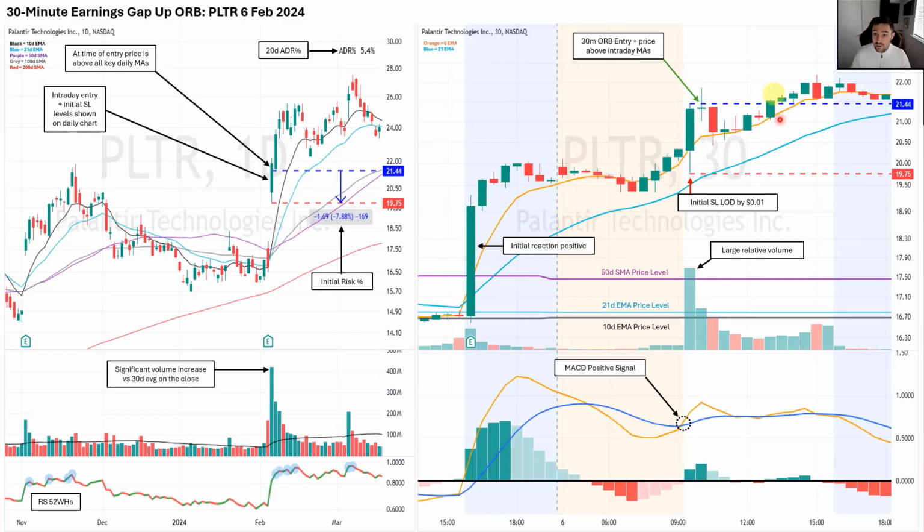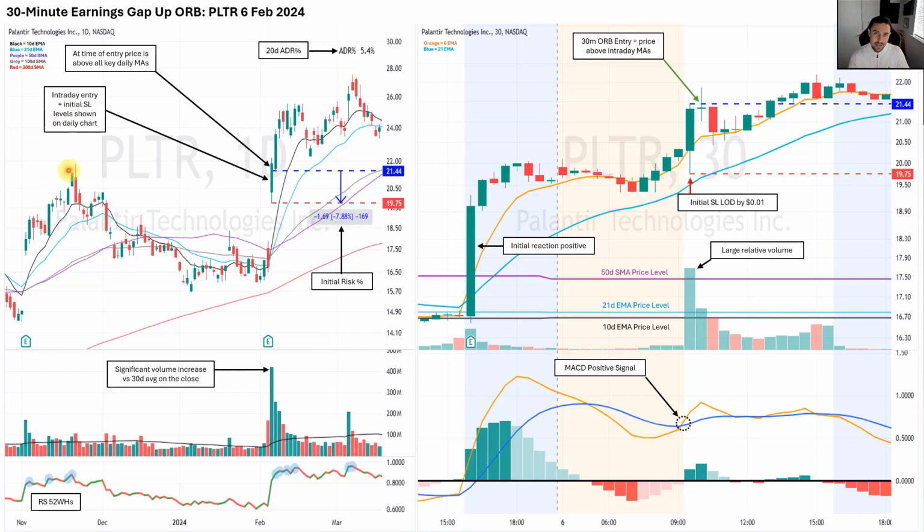Here it is, just on the 30-minute time frame as well. But this time, there's not a trade that I would take on the 30-minute time frame because the entry is through the high of the first 30-minute bar at 21.44. Initial stop loss at the low of the day, again, 19.75. That equates to 7.88% initial risk, and you're going into overhead supply as well. Off a 20-day ADR percentage of, let's call it, 5.4%, risk versus reward is just getting out of whack there. Plus, you could be running into some overhead there. Again, that's one that I'm going to pass on.